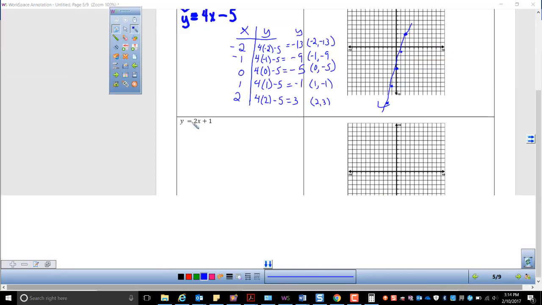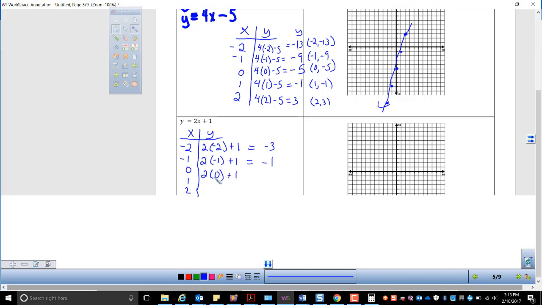All right, so let's try another one. Now we have y equals 2x plus 1. To graph, we're going to make our table. You're going to put x, you're going to put y. We're going to use the same x values, -2, -1, 0, 1, 2. Remember, you're going to use a calculator, but I'm going to take 2 times -2 plus 1. That is -4 plus 1, so that's -3. Then I'm going to take 2 times -1 plus 1. That is -2 plus 1, so it's -1. 2 times 0 plus 1. 2 times 0 is 0, plus 1 is 1.